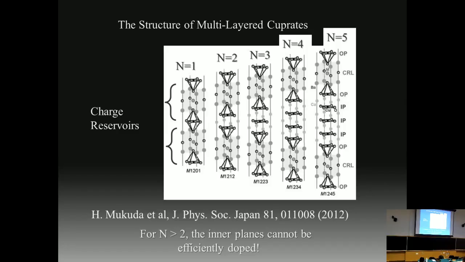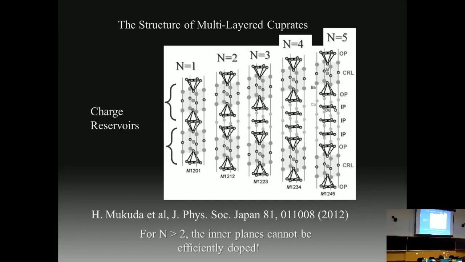as we increase the number of planes, there is one plane adjacent to each reservoir, but for n equals 3, we start to have a plane that is not adjacent to any charge reservoir. So even though we dope the system, the charge goes there, we cannot dope the inner planes as efficiently as we do the outer planes.